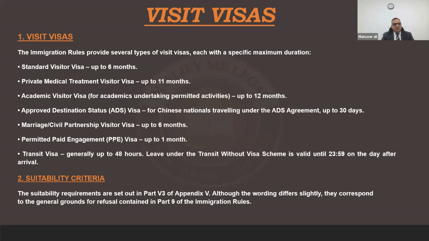So the most important and first step which the Home Office or Entry Clearance Officer would foresee is suitability criteria. The suitability criteria has been discussed in detail in part 3 of Appendix 5. So can you please note it down yourself: the suitability criteria is in Appendix 5.